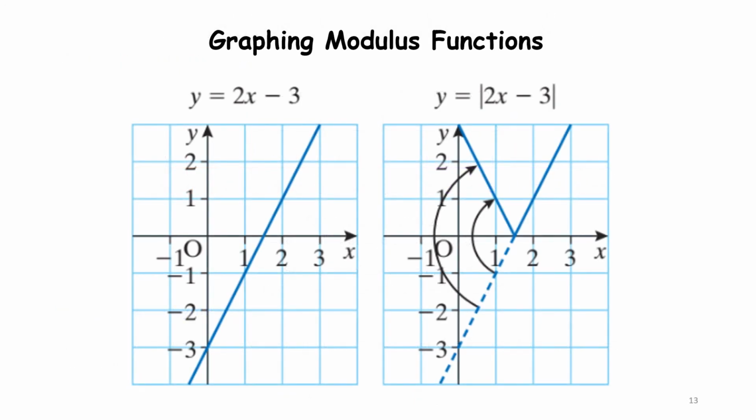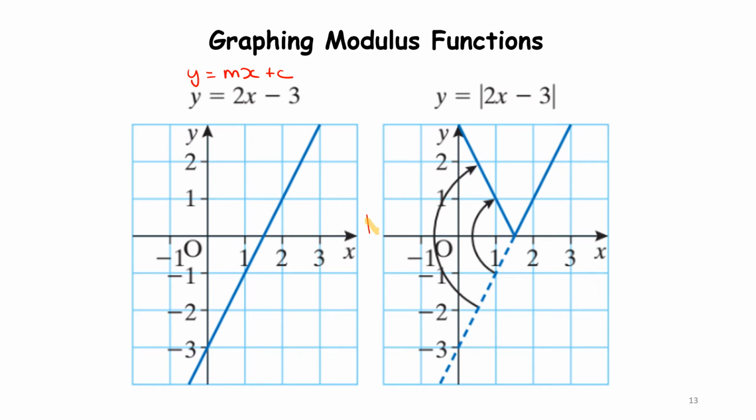So graphing them. So here are two graphs. So if y is equal to 2x minus 3, that is linear. It's a linear equation. y equals mx plus c. If you've worked with that, m represents the slope, c represents the y-intercept. So that is a line that has a slope of 2 and crosses the y-axis at minus 3.